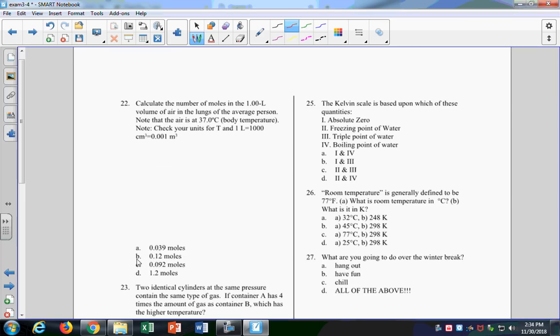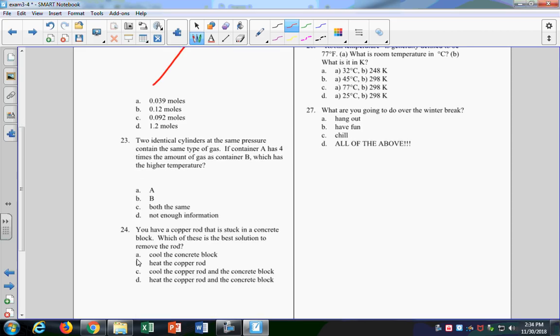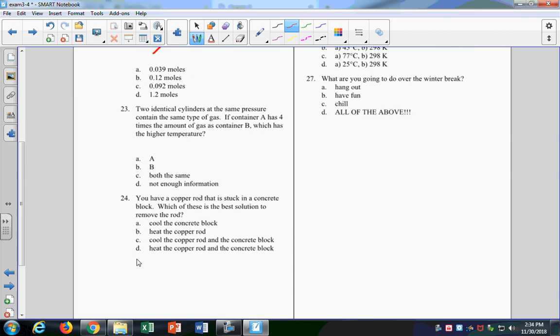If you see things on the test that have to do with moles or temperatures or any of that business, you will not have any of that.